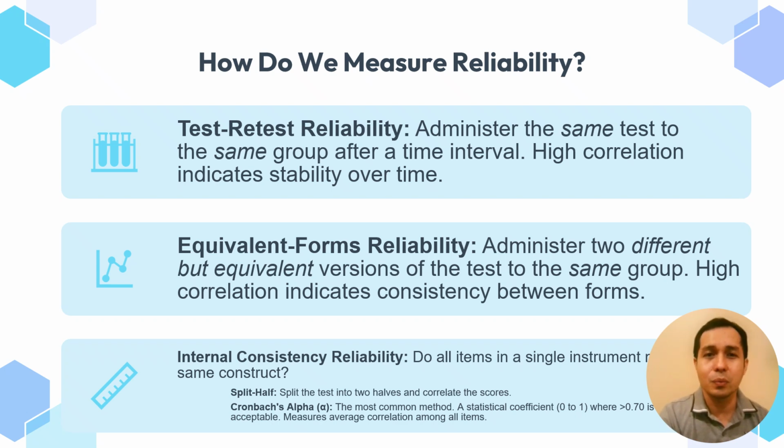Then we have equivalent form reliability. We create two different but parallel versions of the test and give them to the same group. A high correlation shows consistency between the forms.